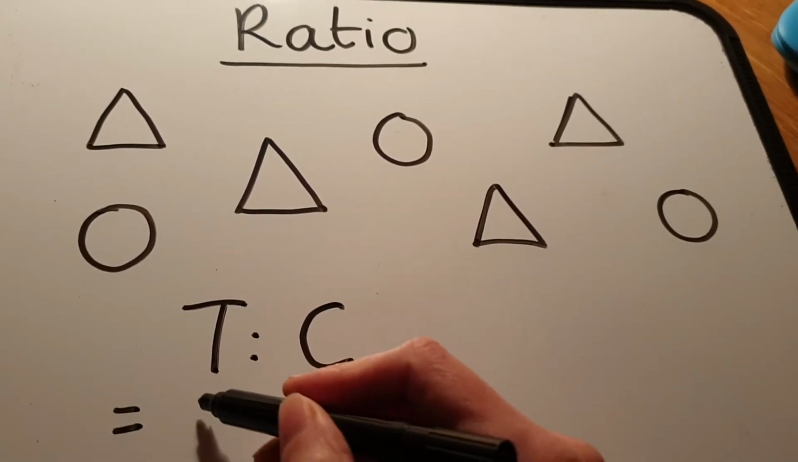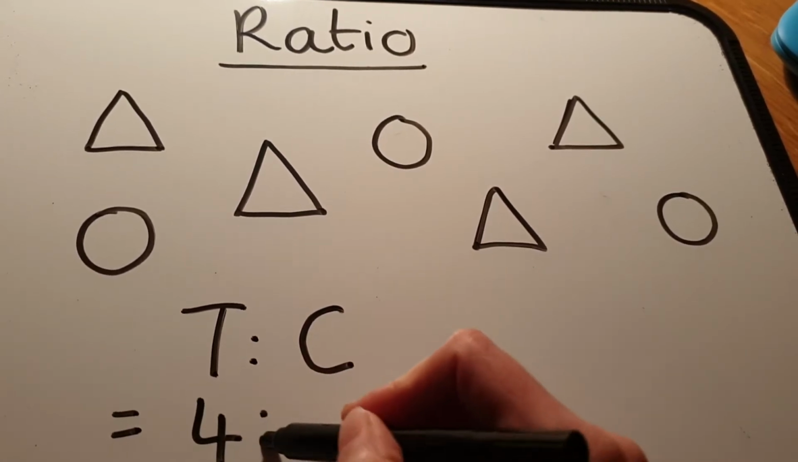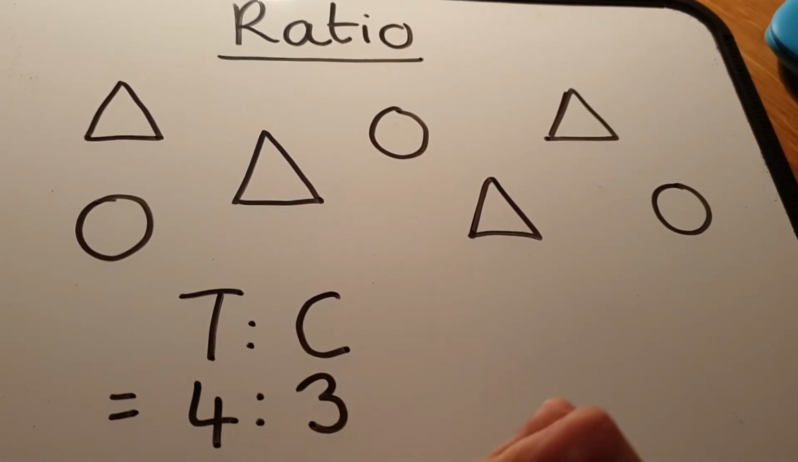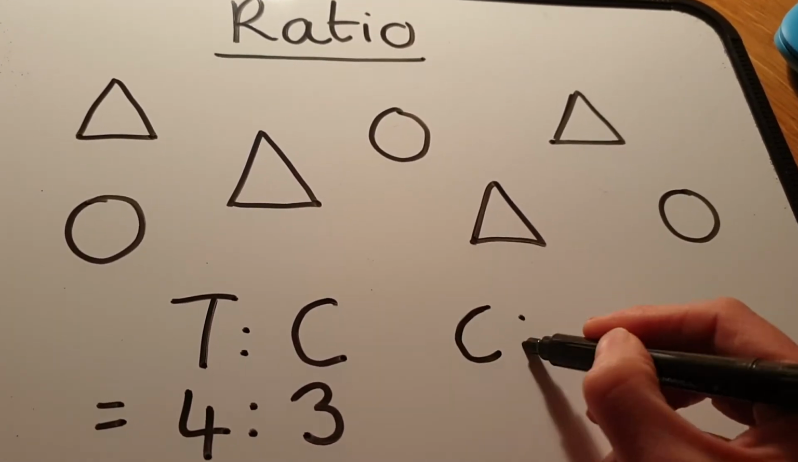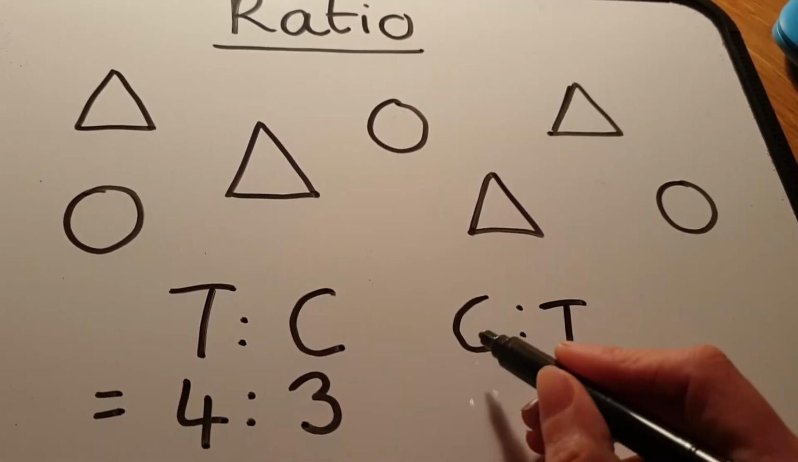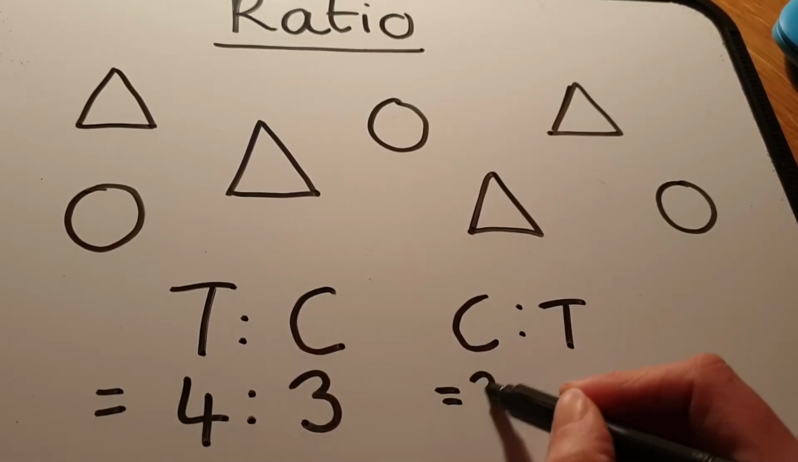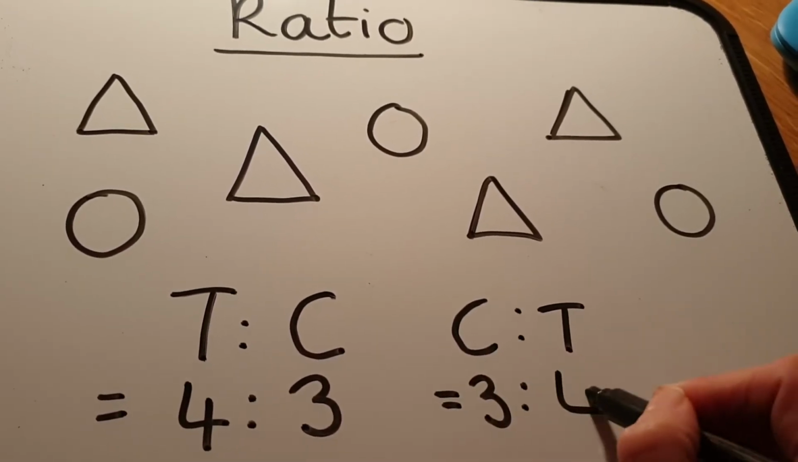And then just count. So how many triangles are there? There's 4. How many circles? There's 3. If you were asked the other way around, so if you were asked the ratio of circles to triangles, make sure you put the circle number first. So the order is really important.